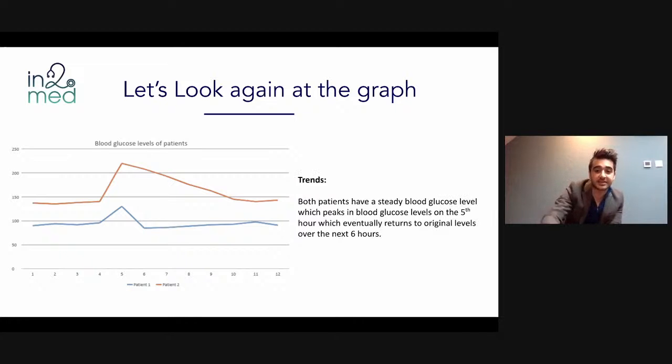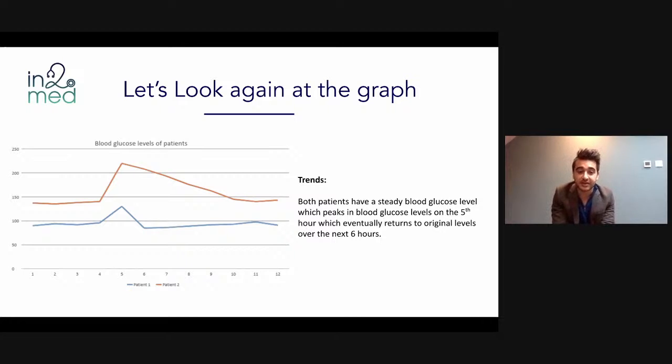The next part is the trends. Again, we don't want to see any specific values. What it shows is that the general trend is both patients have a steady blood glucose level, and then it peaks at 5 hours, and then it goes back down to the original over the next 6 hours.